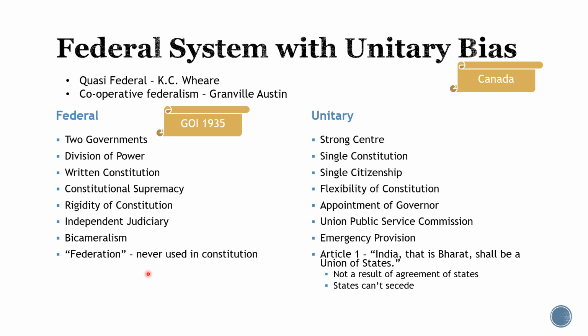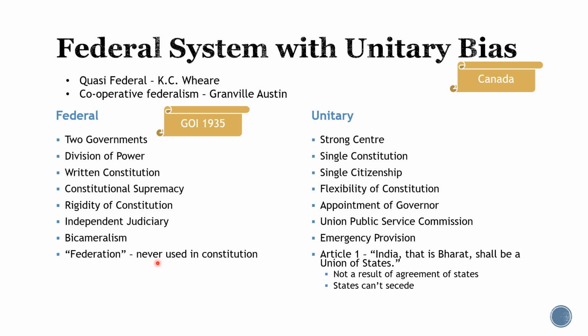But the word federation is never used in our constitution. Why is that? Because India still wanted to be something that is united. We wanted unity in diversity is our slogan, right? So we wanted a united front. That is why the word federation directly is never used.